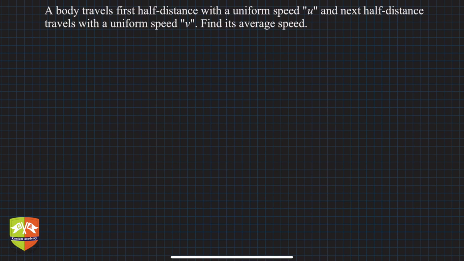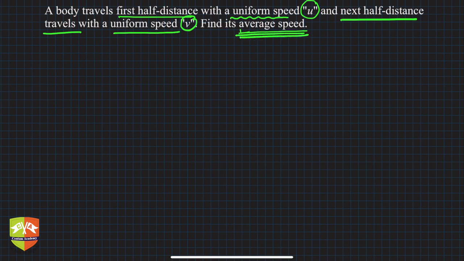So we have been given another very interesting problem. What does this problem say? It says a body travels first half distance with a uniform speed u. Mark these words, uniform speed u, and the next half distance it travels with uniform speed again, and this time v. Find its average speed. This is the demand of the question, so mark it again. Average speed we have to find out.